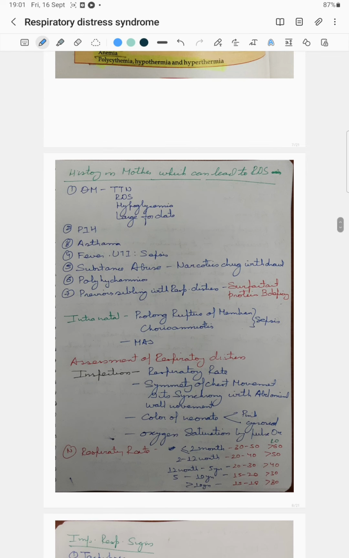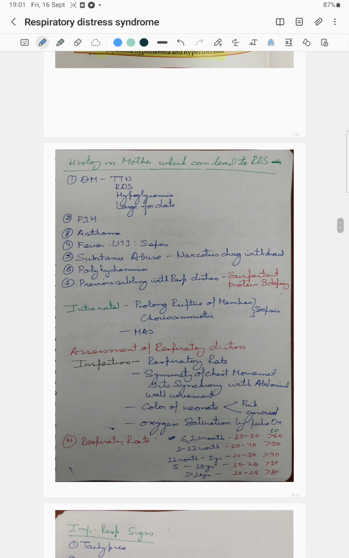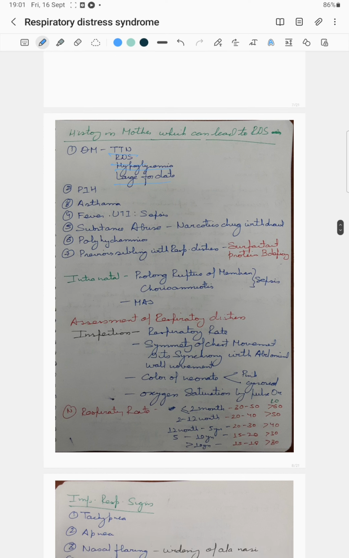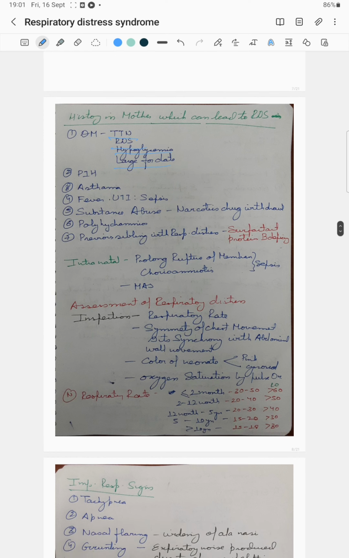Now, some problems in the mother can also lead to respiratory distress. This you have to know. Like if the mother is diabetic, the child can have TTN, respiratory distress, hypoglycemia can occur, large for date can be there. If the mother has PIH, asthma or sepsis, polyhydramnios, these mothers can cause respiratory distress in their children.